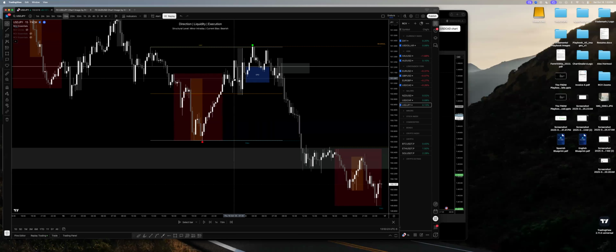That's 100% justified. But the reason why I want the internal and the external is because the external sweep is going to give me a bias, but the internal sweep is going to give me the timing, if that makes sense.